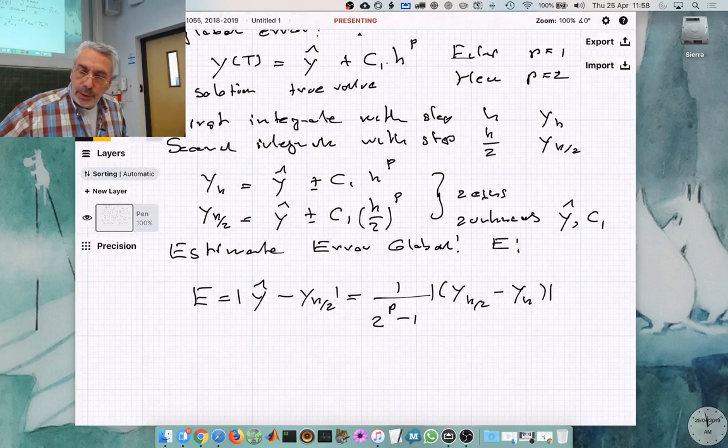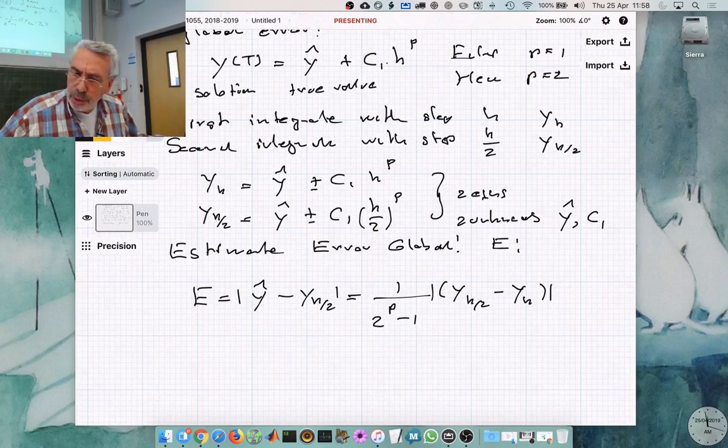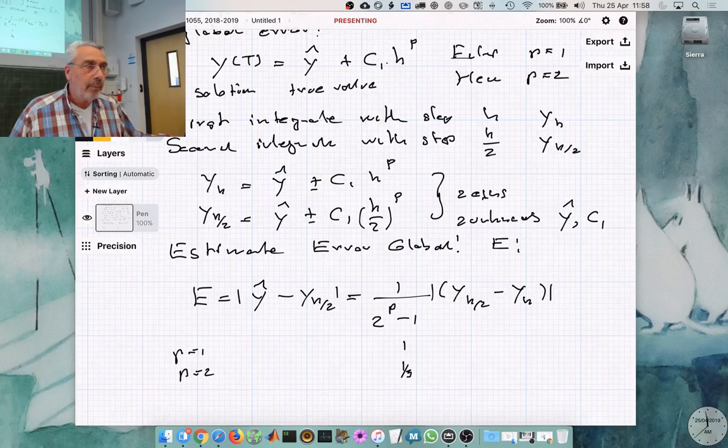Now it's all very nice, equations and so on, but this is actually what you do in an intuitive way, right? Forget about this constant. I mean, suppose p is 1, then this factor is 1, and for p is 2, we get 2 to the 2 minus 1, so 1 over 3. So this is just some number, not so super important. It depends on the method, but this is an interesting thing, because this is actually what you do intuitively.